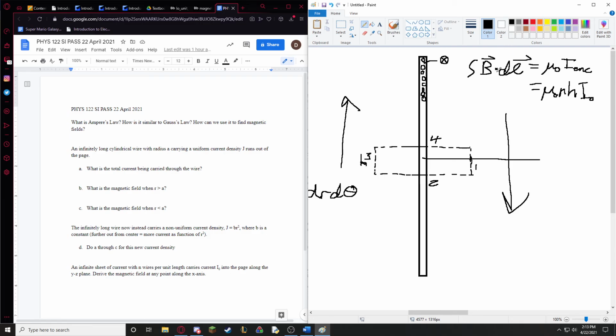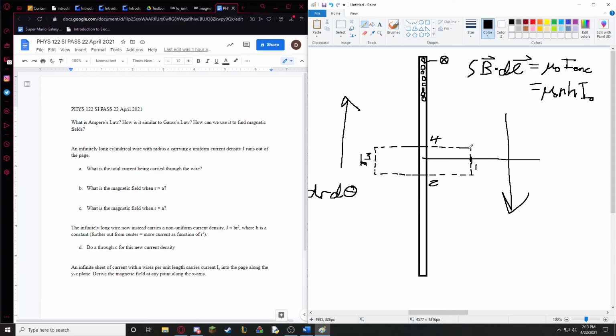What's the dot product simplified to? The cosine of the angle between them. Yep. And what is this angle between dl and the magnetic field for 2 and 4? Cosine of 90. Yeah, cosine of 90 is 0. Exactly. It disappears. So now, what about part 1?